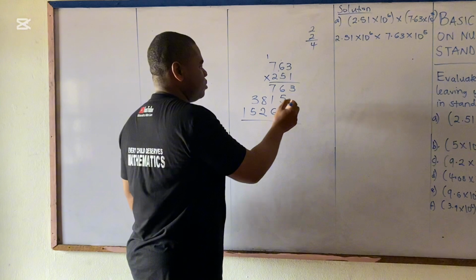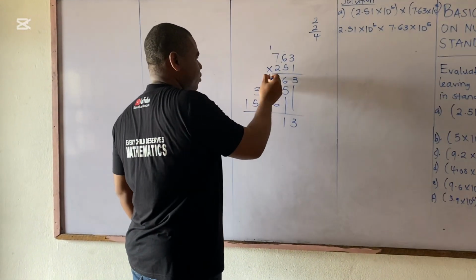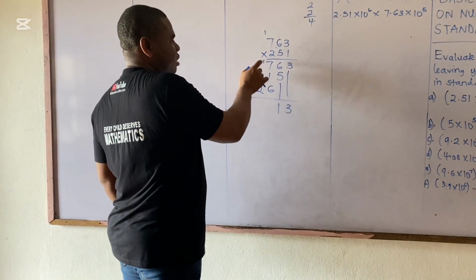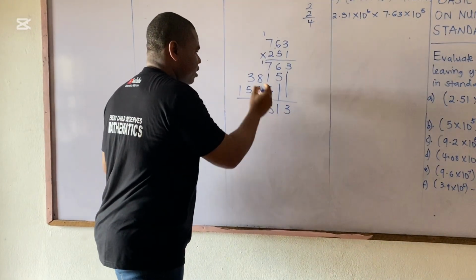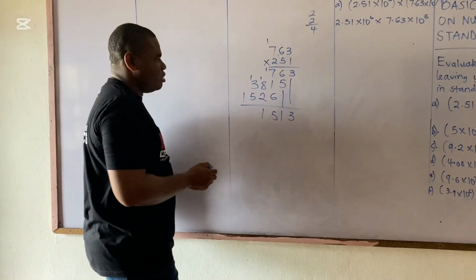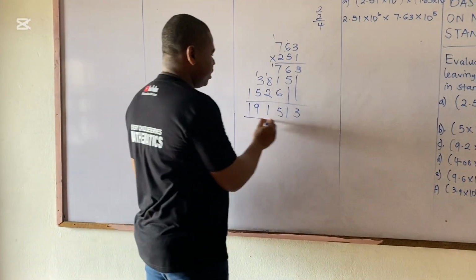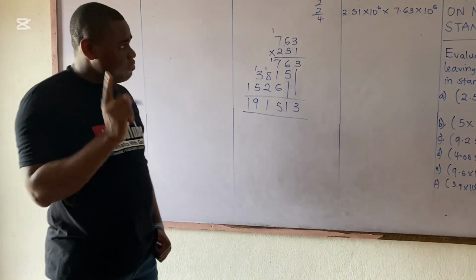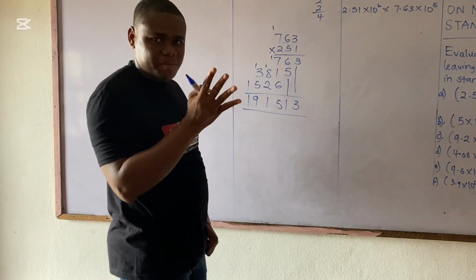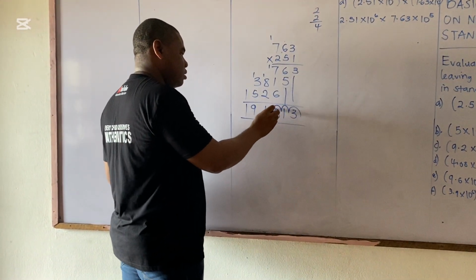Alright, so we add. That's 3. 1, carry 1. That is 7, 8, 9, 15. So 5 and carry 1. This will give me 11, 1 and carry 1. So this will give me 9, 1. Alright, so we have 191513. But don't forget that we actually move the decimal point back 4 times. So we're going to take it backwards 4 times. Let's go. 1, 2, 3, 4.